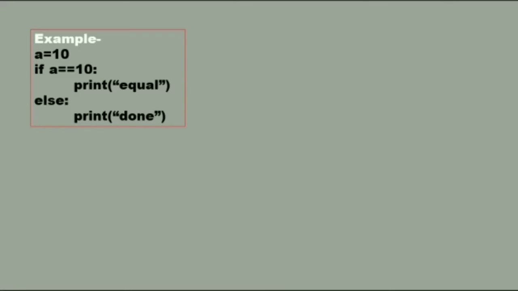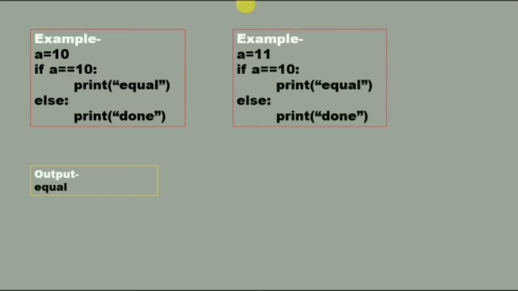Let's take an example. The same example I am writing, but I am introducing the else keyword over here. A is equal to 10. Since the condition is true, this part will be executed. So your output will be equal and done will be ignored. See, this is the output. In the next case, again I have changed the value of A to 11. Now this condition is false, so we have ignored this part and the line that will be executed will be print done. So your output will be done.